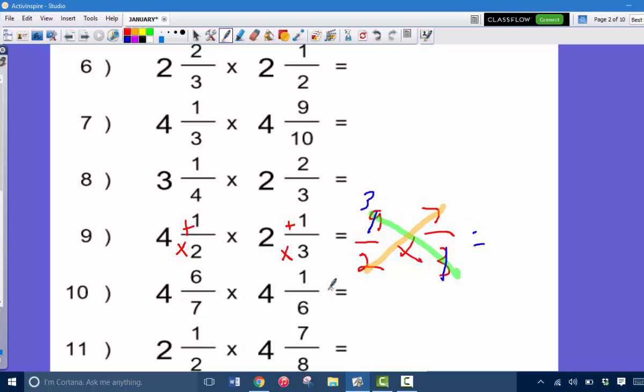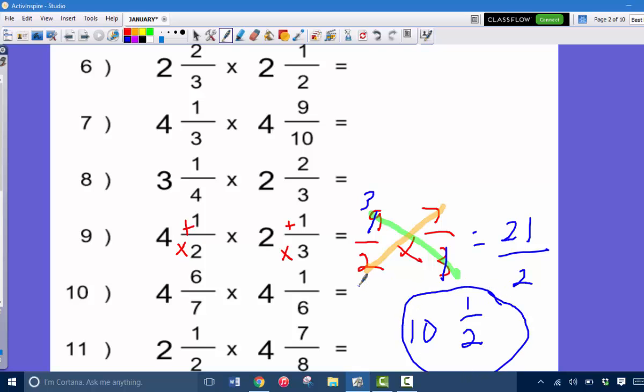Now I multiply straight across. 3 times 7, 21. 2 times 3, 2. You know you can't leave it top heavy, can't leave it as improper. So I will divide. 2 will go into 21 10 times, because 2 times 10 is 20, which will leave you 1 left over to get your 21, and keep your same denominator. So 10 and 1/2 is our final answer for that one.